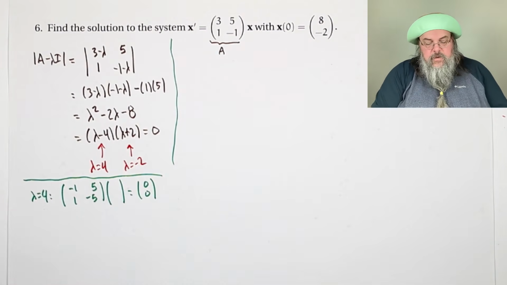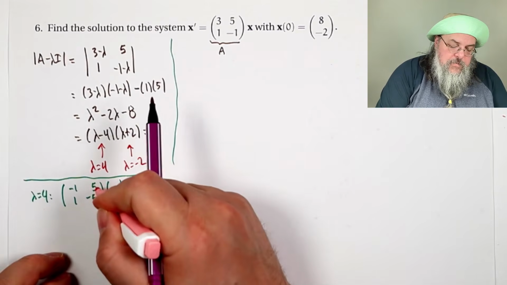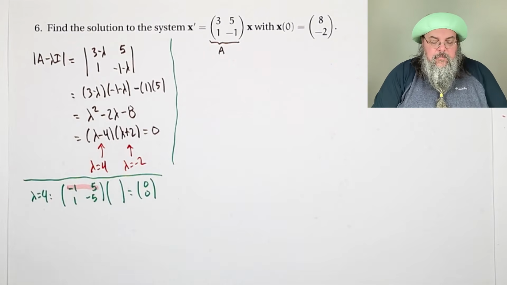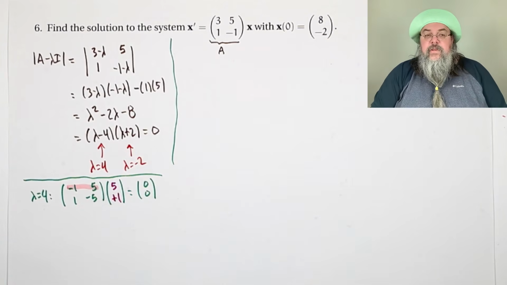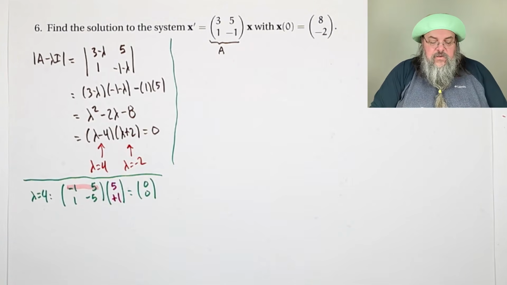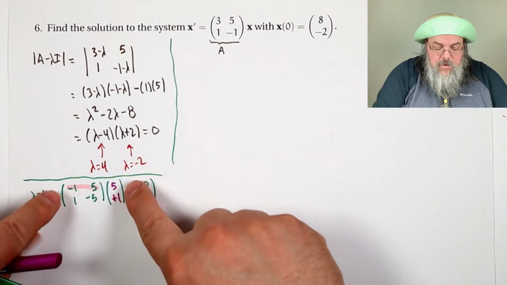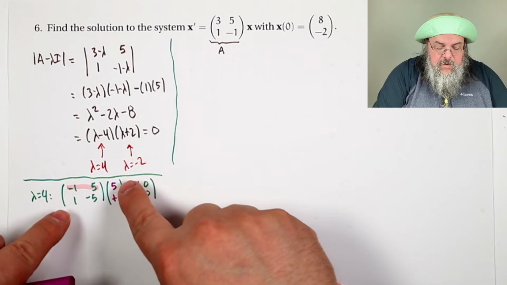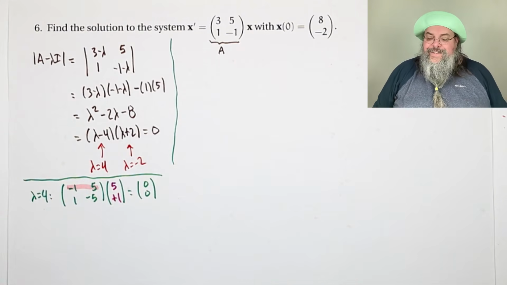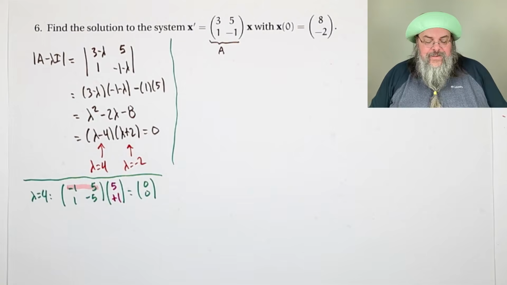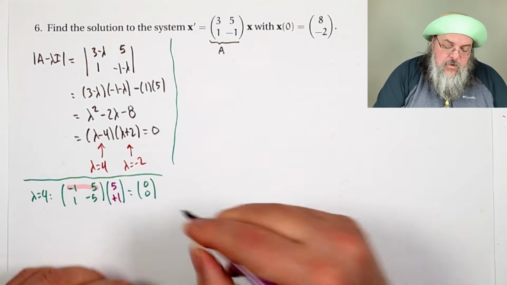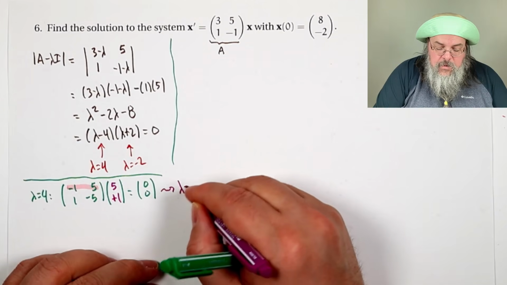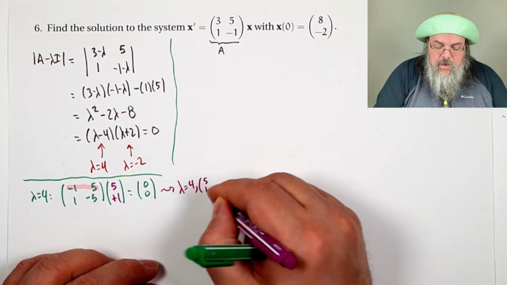I pick a row, doesn't really matter. They're very similar. Let's say I pick the first row. And I say, all right, write it in reverse order: 5, minus 1, and flip a sign. So I flip the sign downstairs. So I claim 5, 1 will do it. Well, does it work? Let's see. We get minus 5 plus 5, and 5 minus 5. It did work. Nice. So for lambda equals 4, we get (5, 1).